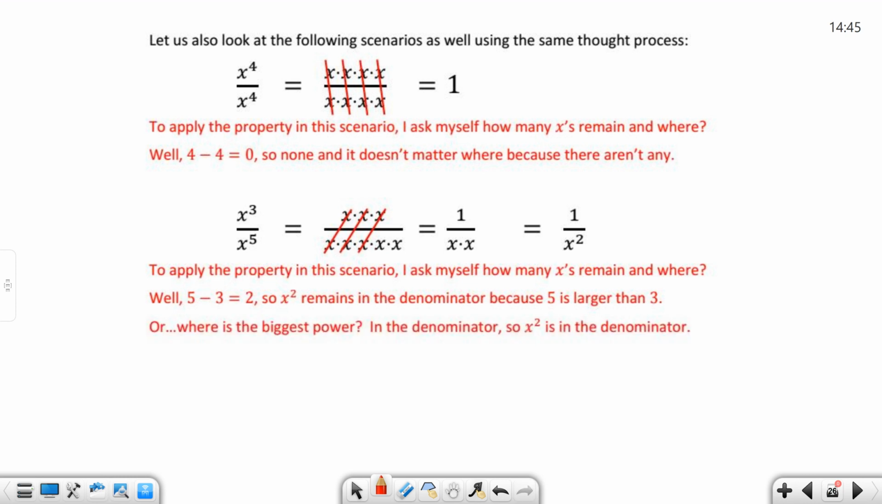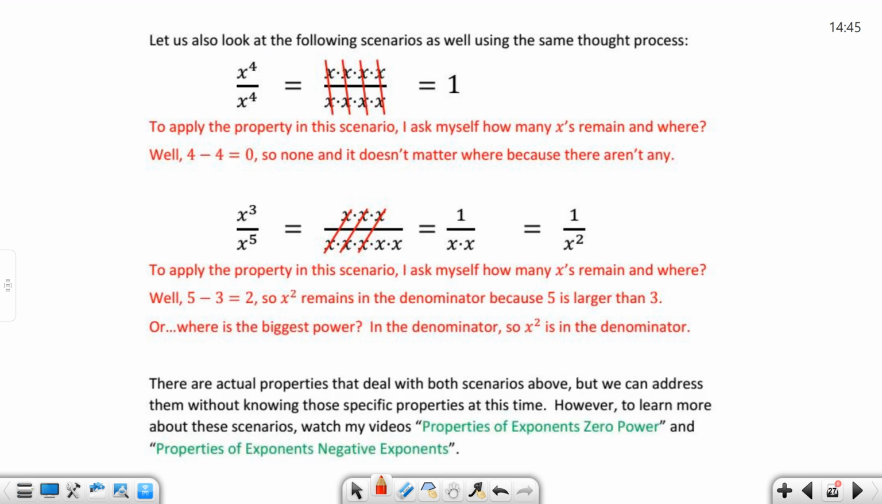All right. So here again, where is the biggest power? In the denominator, so it's left over. Here, if I ask where the biggest power is, it's the same, right? There's not really a biggest power in the top or the bottom. It's in both places. So that's why there's no x's left over there. There are actual properties that deal with both scenarios above, but we can address those without knowing those specific properties, just thinking through it this way.